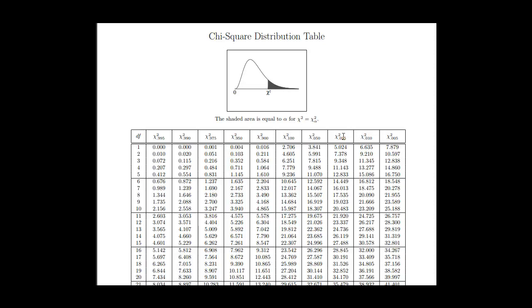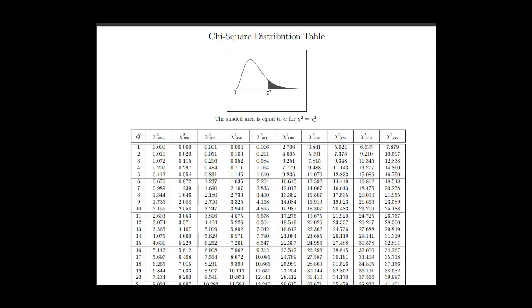Over here in our right tail, we're going to go to the column chi-squared 0.025, go down to the row for degrees of freedom of 8, and we'd have 17.535. That would be the critical value that would mark where the rejection zone begins in our right tail.